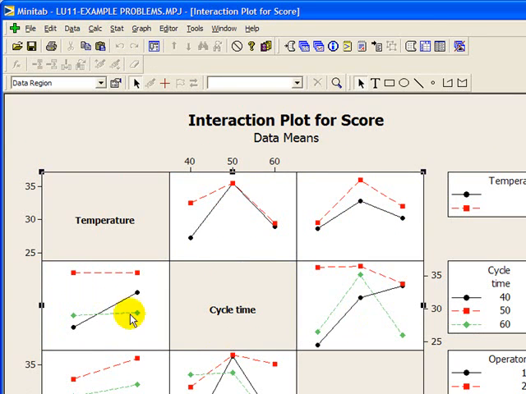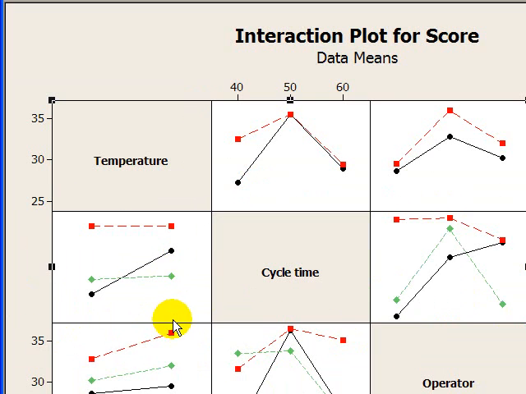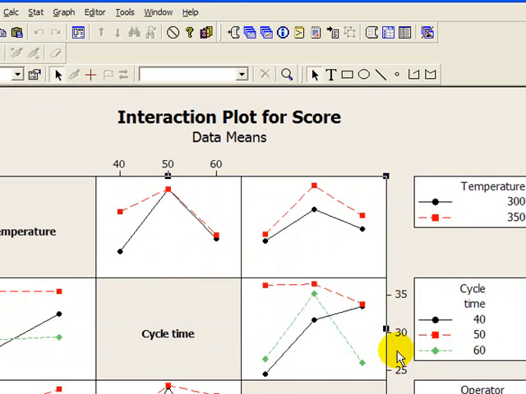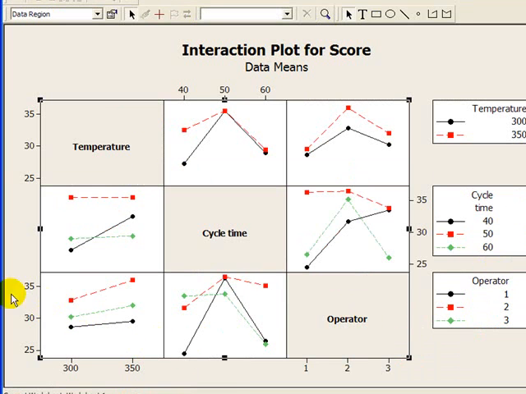Similarly, if you go down, now look at this graph here, this graph is between, on y-axis, again we have scores, and on x-axis we have temperature. Now we have temperature on x-axis, and the colors red, green and black show the cycle time: black color for 40, red for 50 and green for 60, right? Similarly you can study the other graphs.